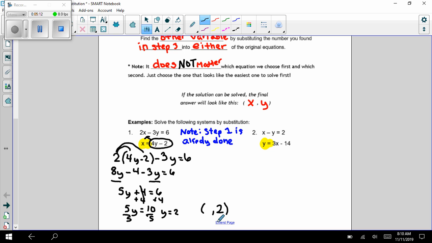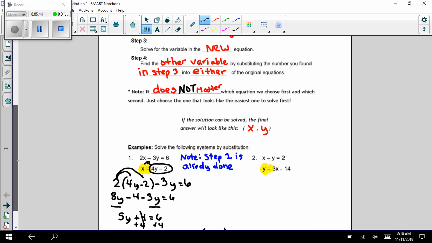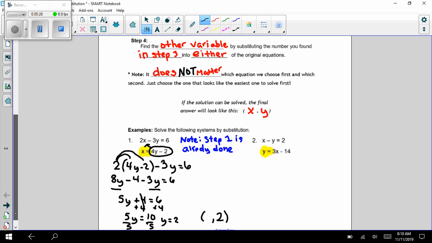So I now have to go back up to step 4. It says find the other variable by substituting the number you found in step 3, which is what we just did, into either of the original equations. Remember, I said it does not matter which equation you choose. I like to do what's easiest.